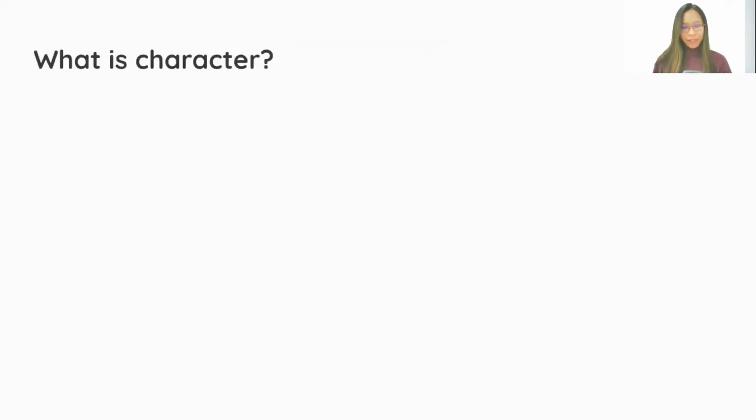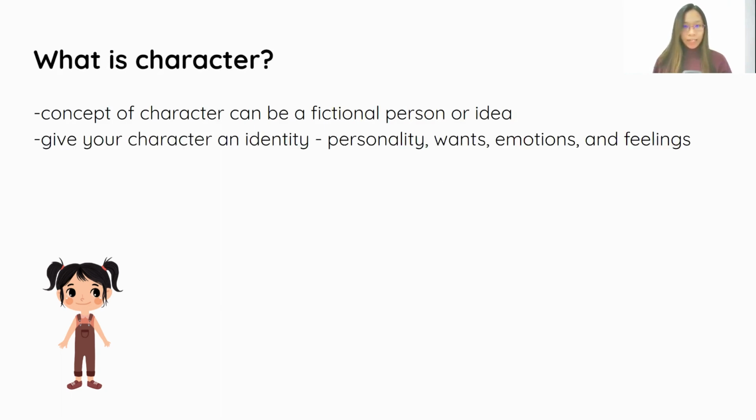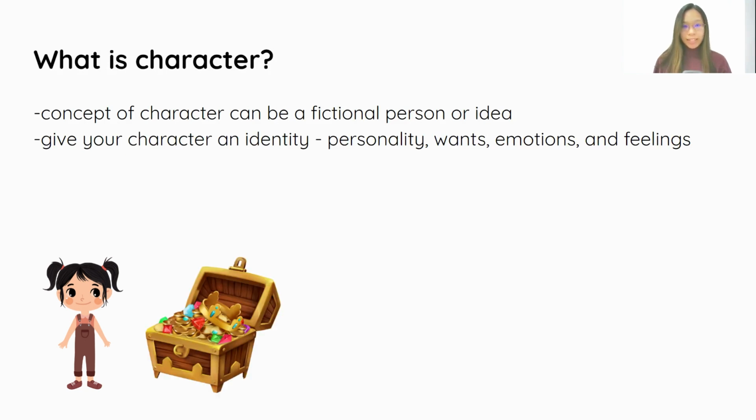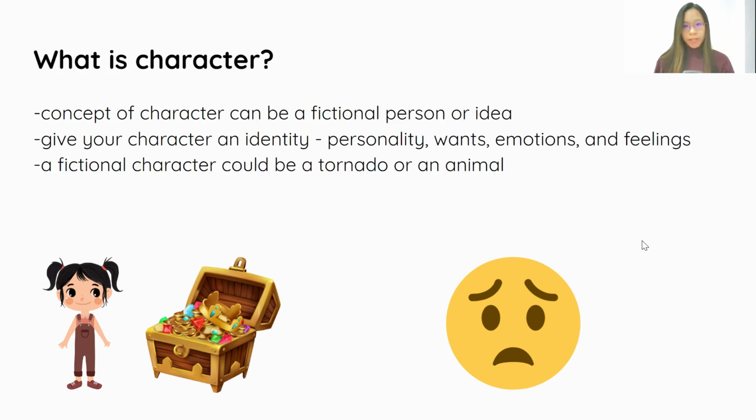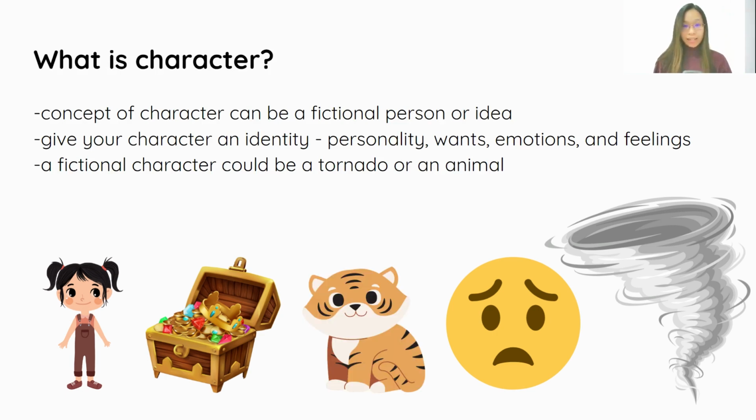engaging. What is character? Now, a character could be a fictional person or an idea. You can give your character an identity, like they could have a personality, they have things that they want, goals that they want to achieve, they have emotions and feelings. Characters don't have to always be a human or a person. It could also be a thing like a tornado or an animal.